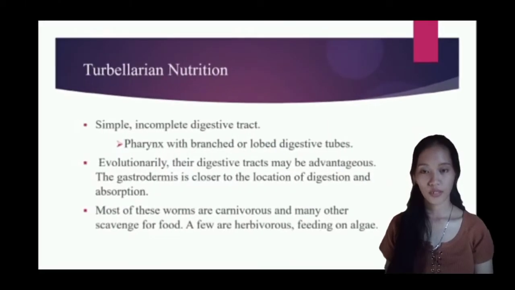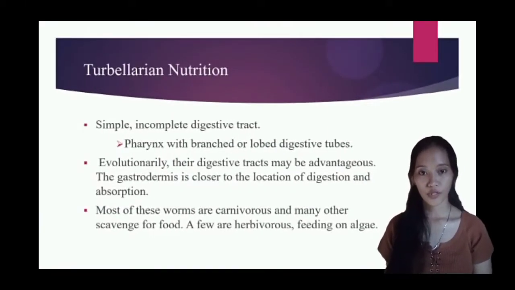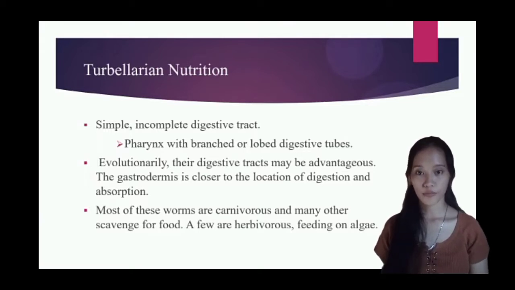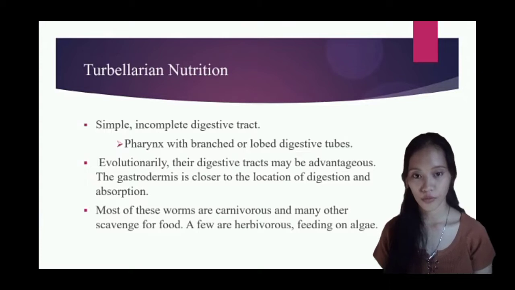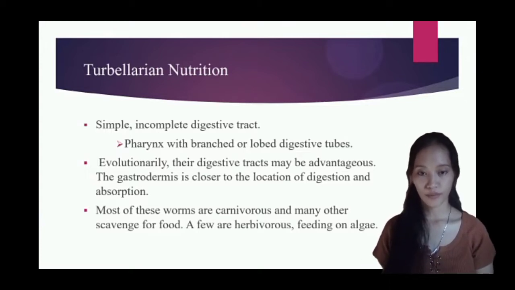Turbellaria nutrition. Simple and complete digestive tract. Pharynx with branched or lobed digestive tubes. Evolutionarily, digestive tracts may be advantageous. The gastrodermis is closer to the location of digestion and absorption. Most of these worms are carnivorous and many others scavenge for food. A few are herbivorous, feeding on algae.